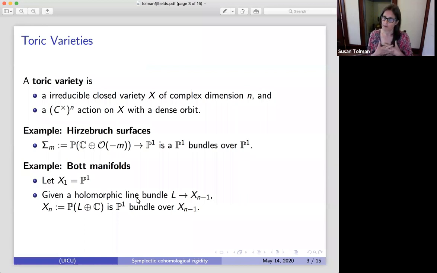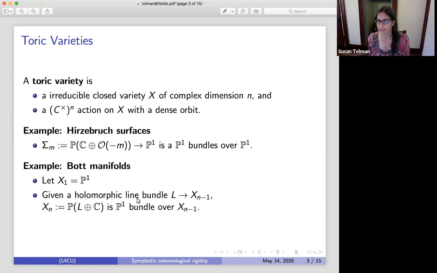So for me, a toric variety is an irreducible closed variety of complex dimension n with the action, and I'm going to always standardize by torus. So this is an n-dimensional complex torus, but I would like it to be C cross to the n, which acts on X with a dense orbit. And just to point out, a lot of other speakers allowed affine toric varieties. That's great, but just for simplicity, I'm just going to say toric variety and stick with the closed case.